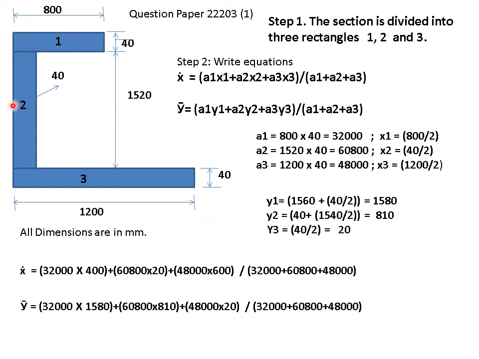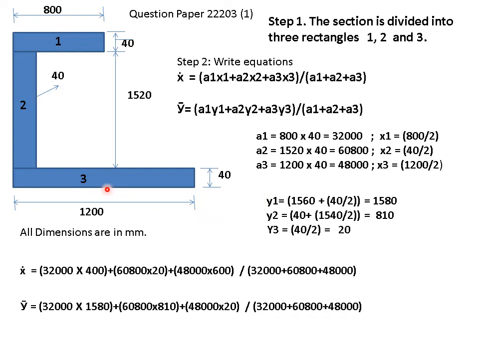x2, this is the second rectangle. This is the width of the second rectangle, 40 mm. I have to find the center from this vertical line. So naturally 40 divided by 2. So x2 will be 40 divided by 2. And x3, again from this vertical line, where the center of this rectangle will lie. It will lie at 1200 divided by 2, somewhere here. That is, x3 is 1200 divided by 2.